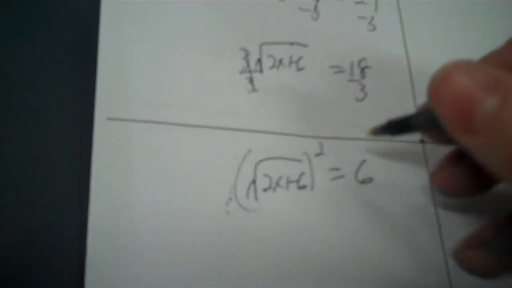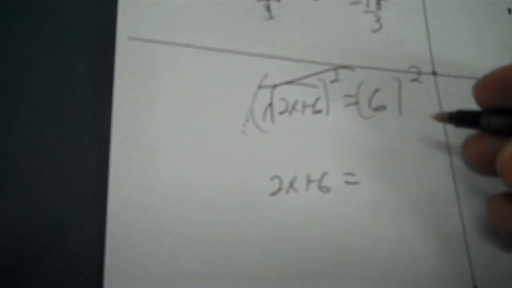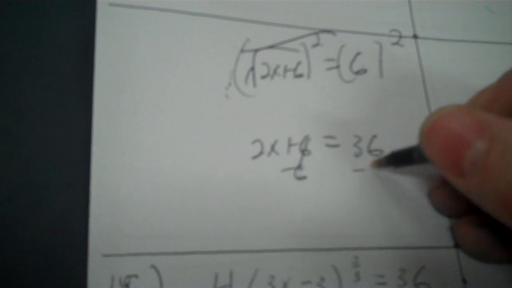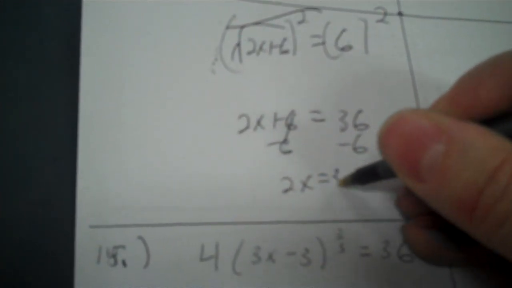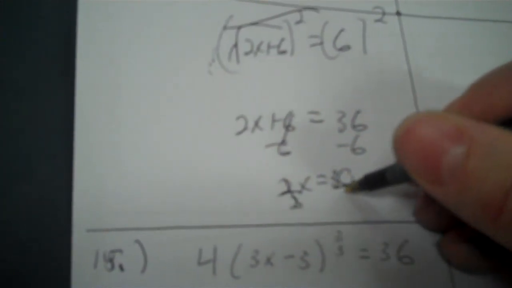That equals 6. Now you can get rid of your radical. So it's going to give us 2x plus 6. 6 to the second power is not 12. It means 6 times itself. That's 36. Then we minus 6, and that's 30. Then we divide by 2, and that's 15.